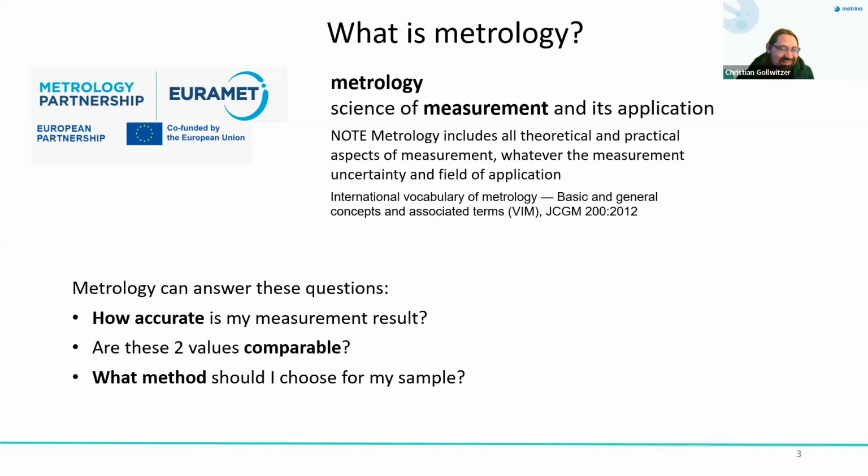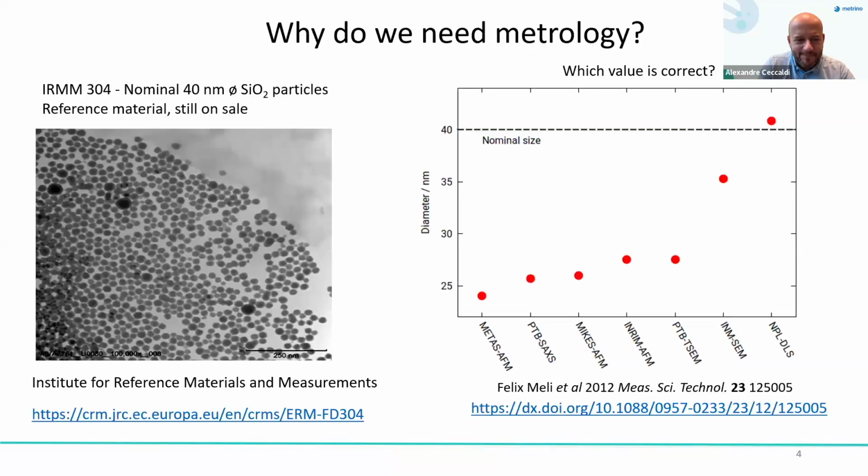Thank you very much for these results. Yuri, the next slide, please. So in order to show you why we actually need this metrology science, I brought you an old example. It's from 2012. On the left-hand side, you see an image of particles. They come from the Institute for Reference Materials and Measurements, and they are silica particles with a nominal diameter of 40 nanometers. This is a reference material, and you can still buy it under the link that's shown below.